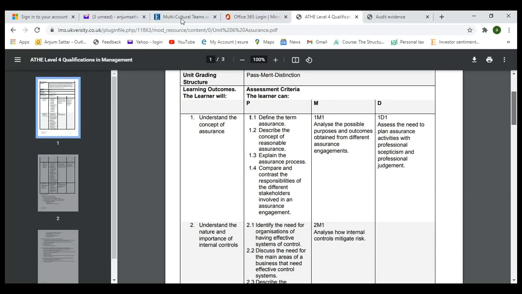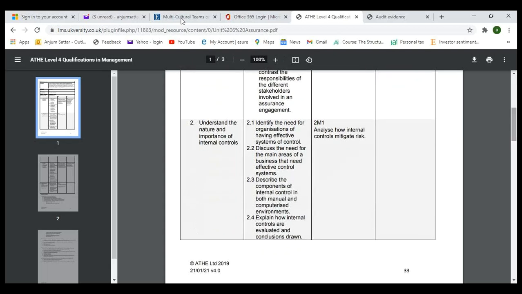First we have learning outcome one, which we will go through in lesson one: define the term assurance, the concept of reasonable assurance, explain the assurance process, and compare and contrast the responsibilities of different stakeholders involved in the assurance engagement. Then, if you want to work towards the merit criteria, you have to analyse the possible purposes and outcomes obtained from different assurance engagements, and assess the need to plan assurance activities and why we need professional judgment.